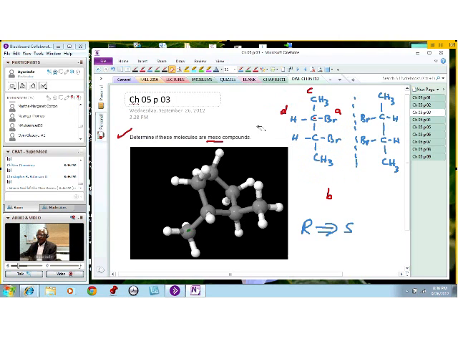So therefore, the absolute configuration of this carbon here is S. This is S. You follow that? If you follow that, give me a happy face. Okay, now, let us come to this carbon here. Let us do the same, let us determine the absolute configuration of this carbon here. Does anybody know what the absolute configuration of this carbon will be?